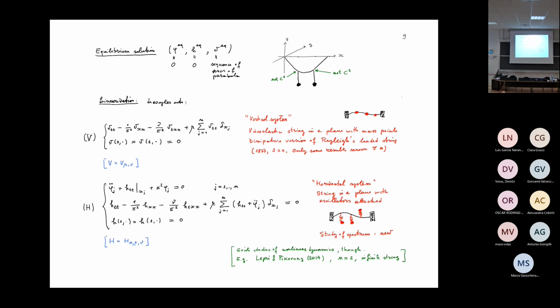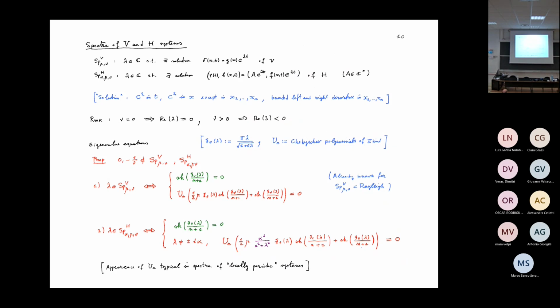Instead, the other one describes a string with a number of harmonic oscillators attached. So these are basic systems in the theory of strings coupled with something. Okay, so what we do is to study the spectrum of this system. I will call spectrum V, vertical, the spectrum of the vertical subsystem, and spectrum H the spectrum of the horizontal subsystem. The vertical one depends only on the parameters mu and nu, and the horizontal one on alpha, mu and nu.